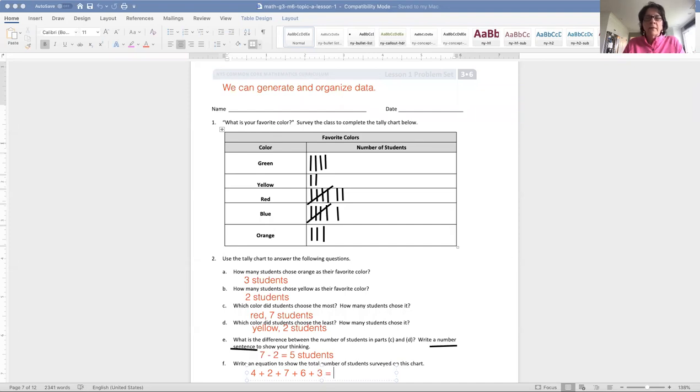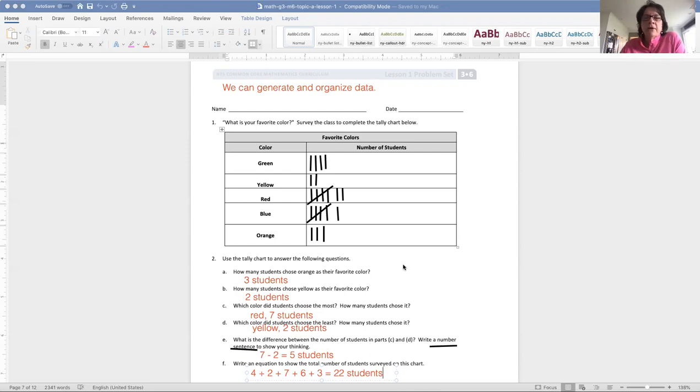And if I add all those up, I'm going to look for the most efficient way to add those numbers. I see 7 and 3, and that's easy, boys and girls. It makes 10, correct? 6 and 4 makes 10. So that's 20. And then we have that lone little 2 out there. So it would be 22 students altogether.